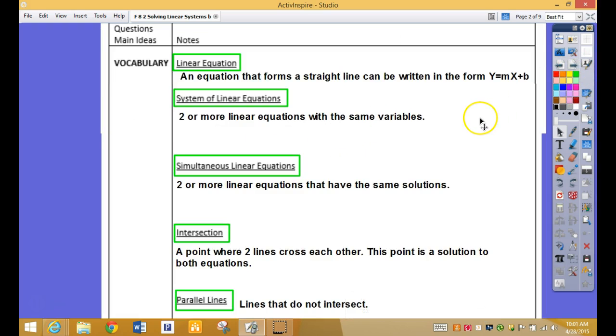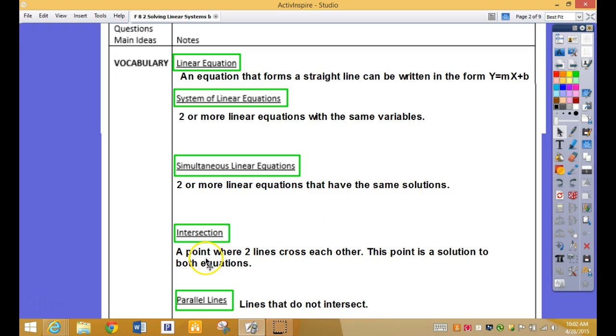All right. I'll give you some time to get the definitions written for linear equation, which we have practiced and know. An equation that forms a straight line can be written in the form y equals mx plus b, slope-intercept form. System of linear equations, that's two or more linear equations with the same variables. Simultaneous linear equations are two or more linear equations that have the same solution.